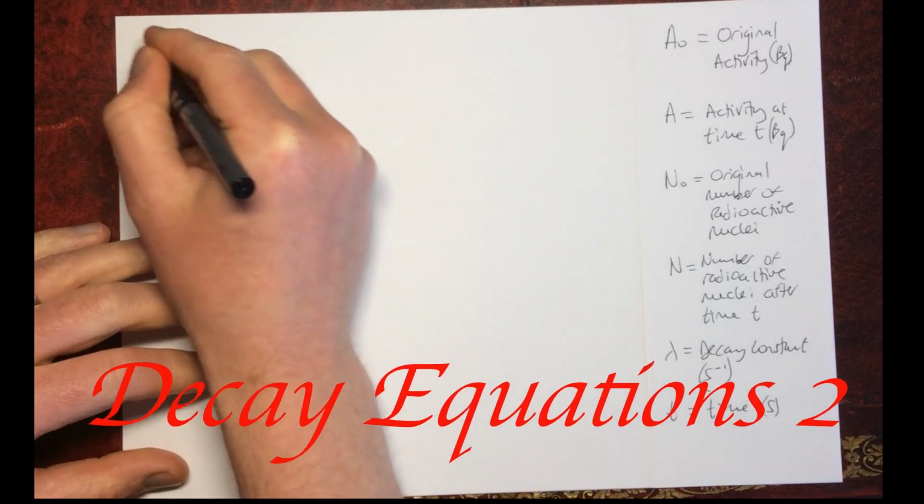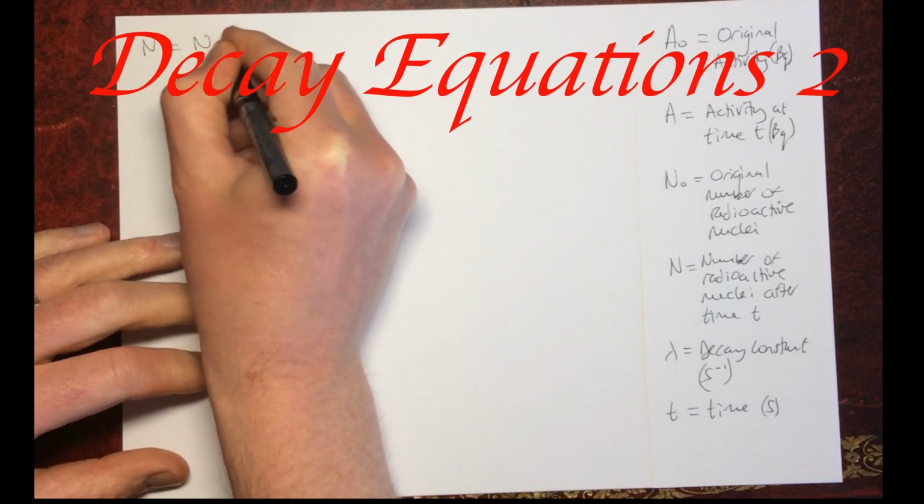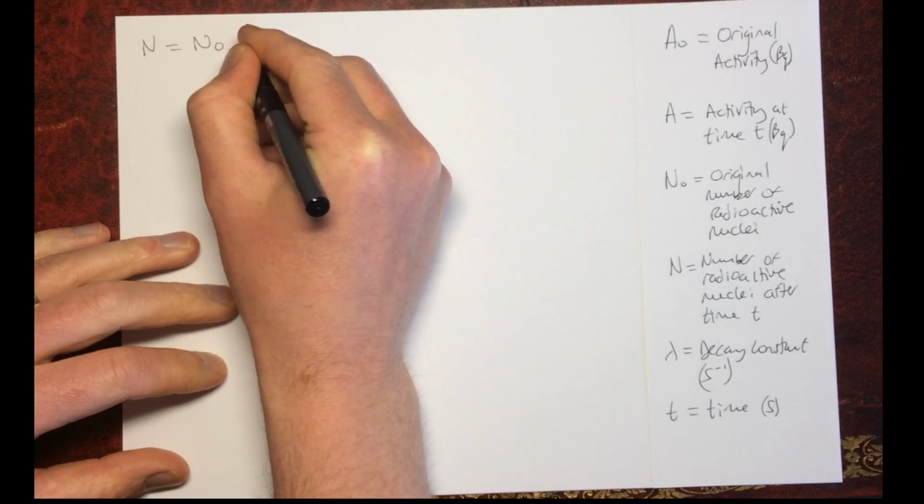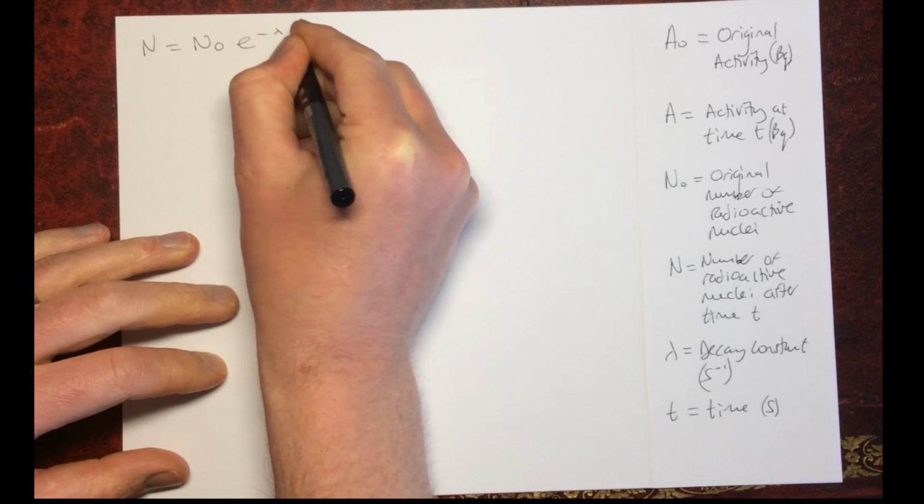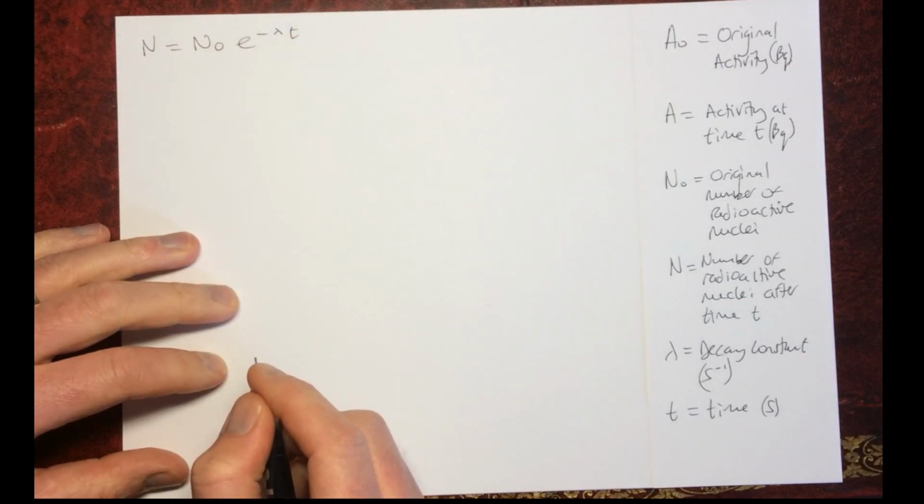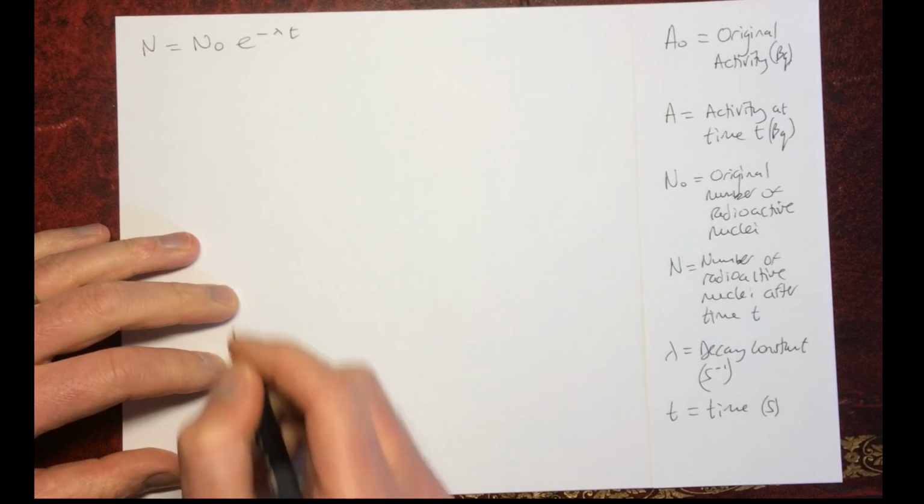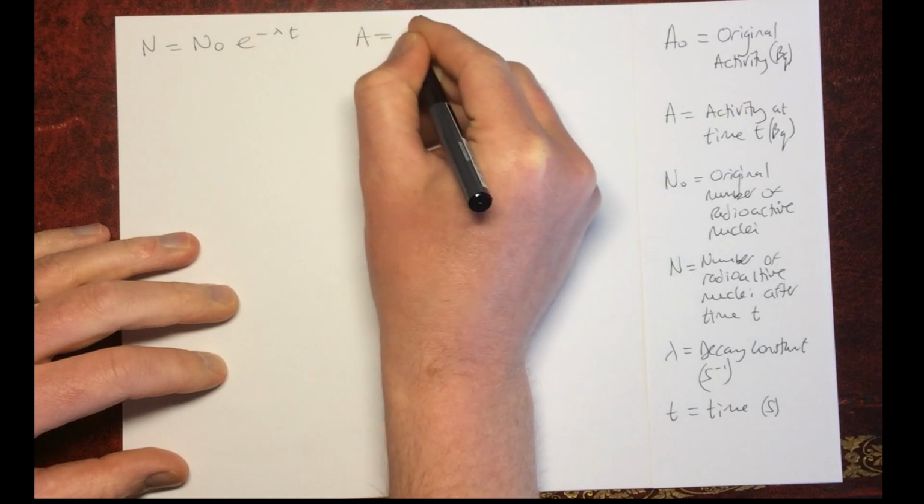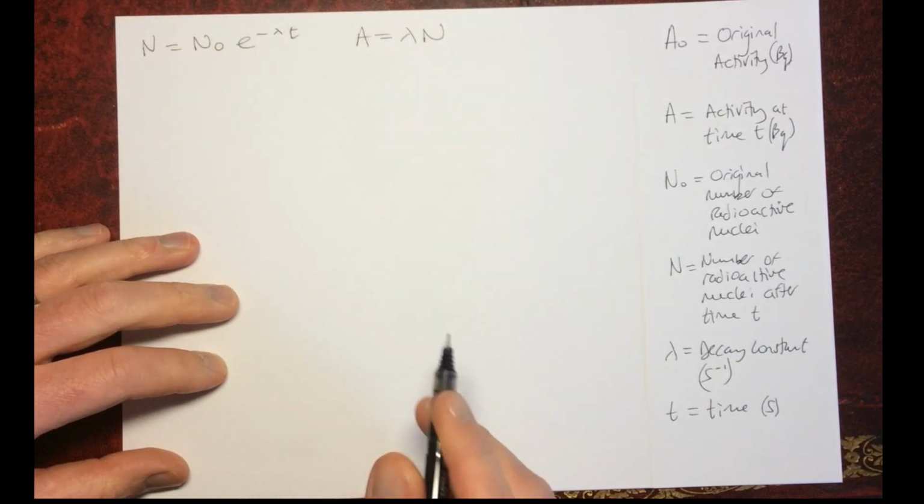In this video I want to talk about decay equations. We already know that N equals N naught e to the minus lambda t. We also know that A equals lambda N.